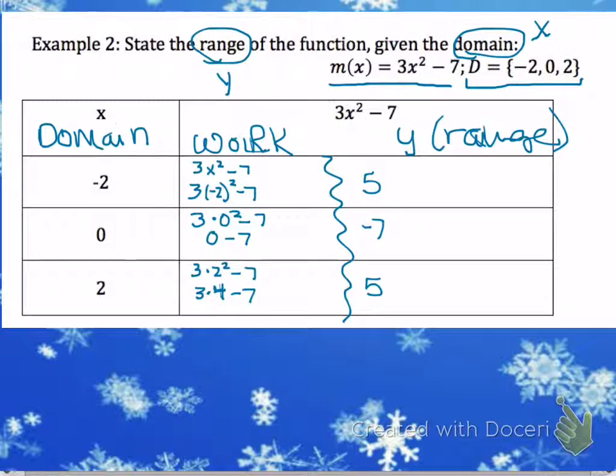So my range possibilities are -7 and 5. Remember, this is still a function. We can have repeated y values as long as each x has its own y value. We can't repeat the x values if the x values have a different y.